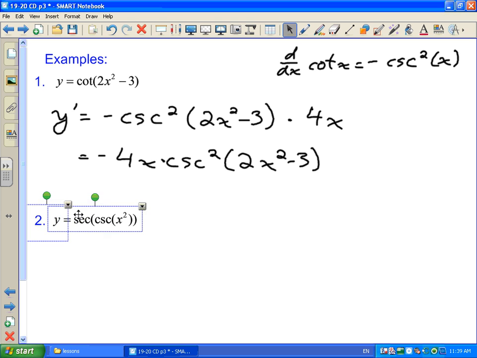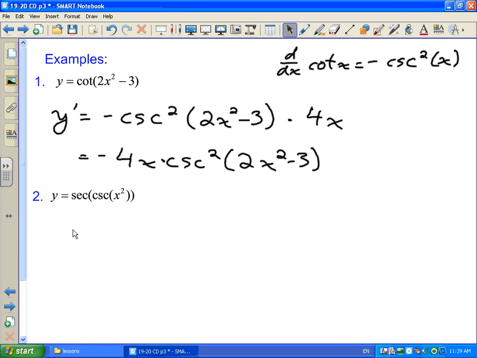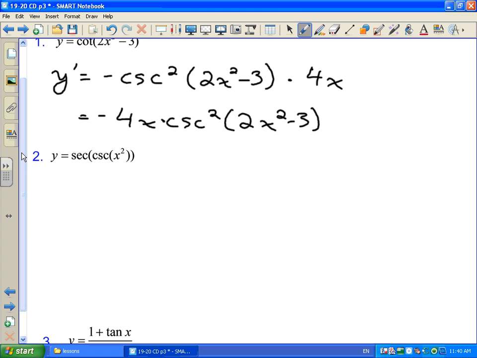All right, our next example here. y equals secant of cosecant of x squared. So how many functions do we have here that we're going to have to work with? Not just two, but three. So we've got to use the chain rule twice, basically. So once again, I'm just going to think to myself, what are these derivatives that I need?